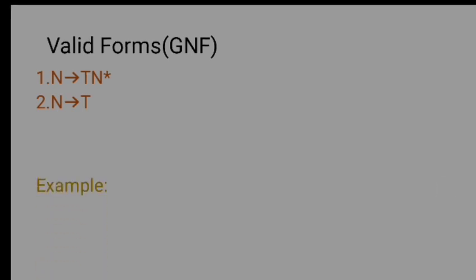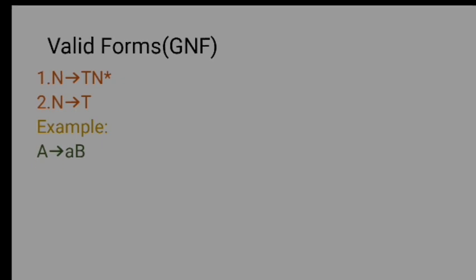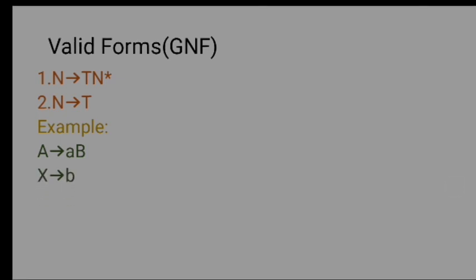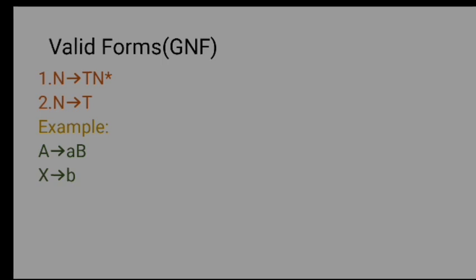Now we'll learn about the examples which pertain to that. A tends to small a, capital B comes under the first standard form of Greibach normal form. And the second is X tends to B, which comes under the second form, with only one terminal on the right side.